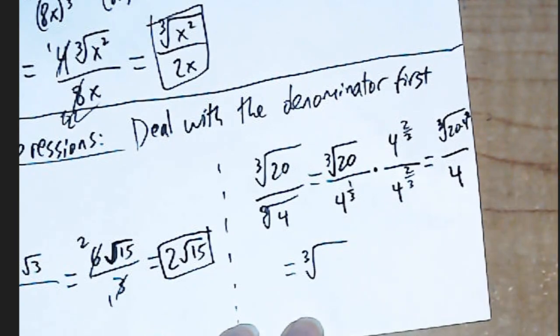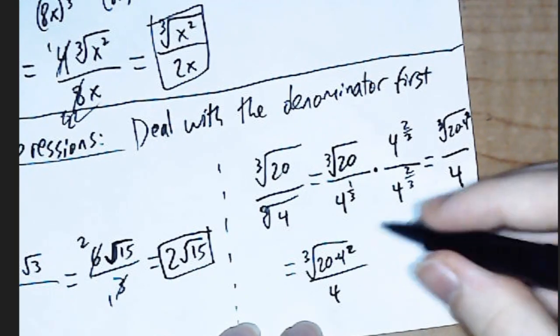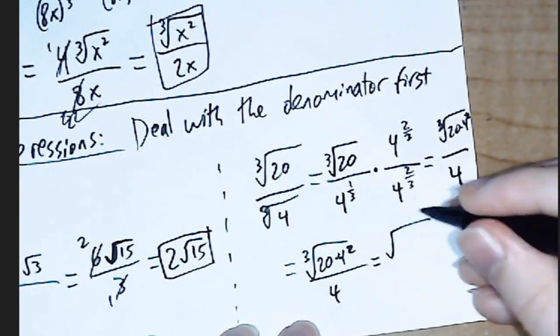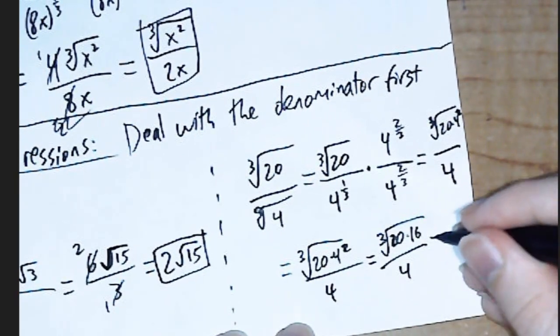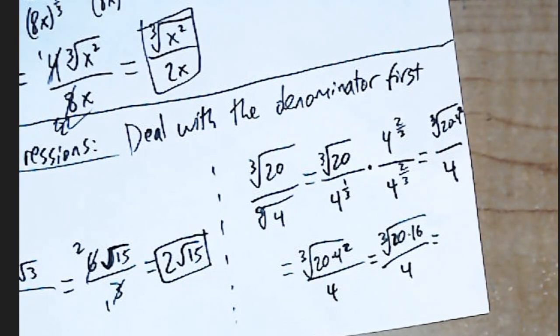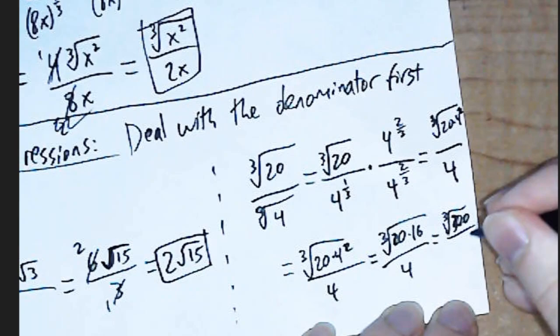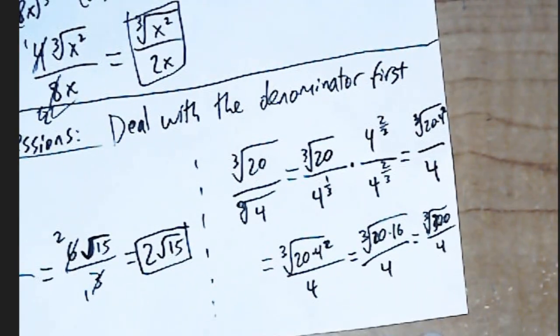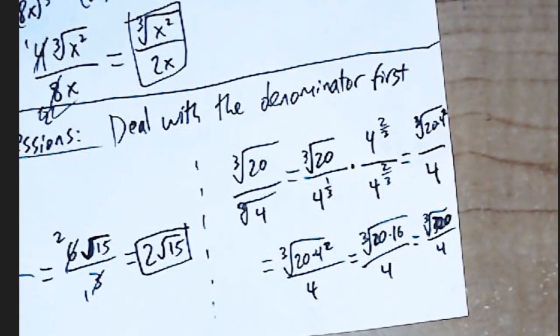All right, so now the cube root of 20 times 4 squared over 4 will give us the cube root of 20 times 16 over 4, which is the cube root of 320 over 4. And then from there, we have to break this down.